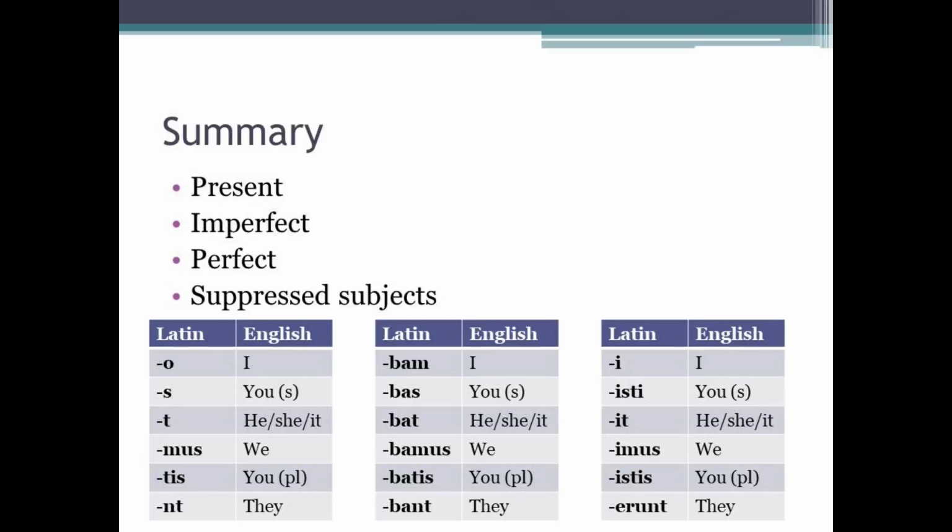Finally, we've met the new grammatical topic of suppressed subjects, which is where the subject of a sentence is not repeated in the next one, but you know who's doing the verb by the verb ending. I will leave the slide on the screen for a few moments longer, just in case you want to further consolidate your knowledge of the endings.